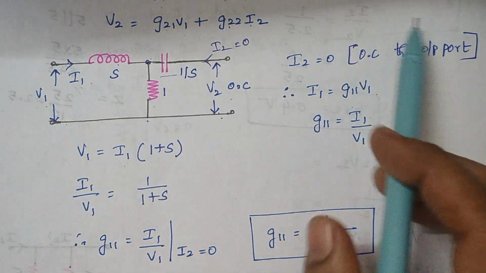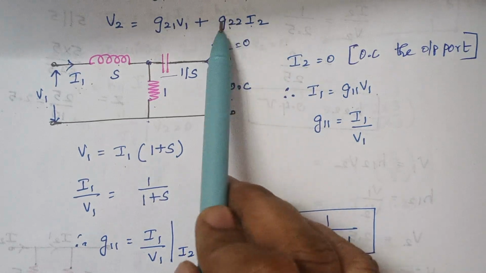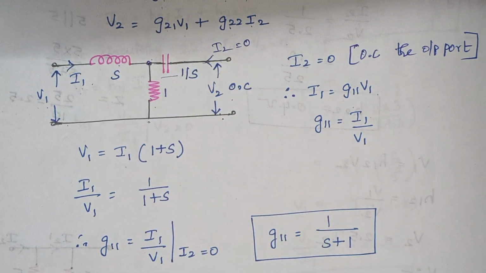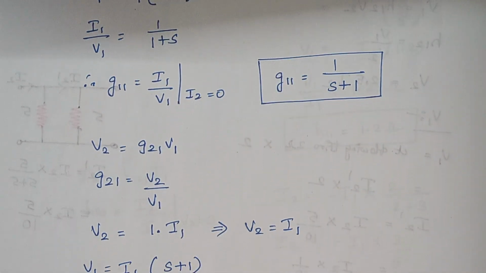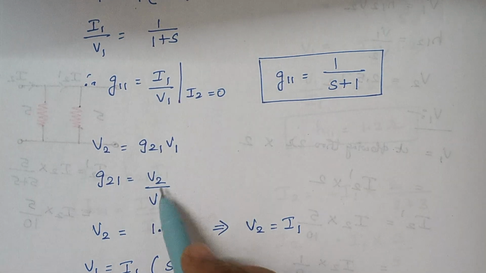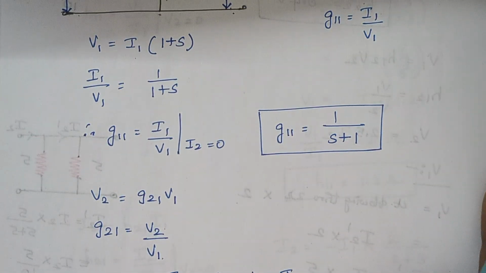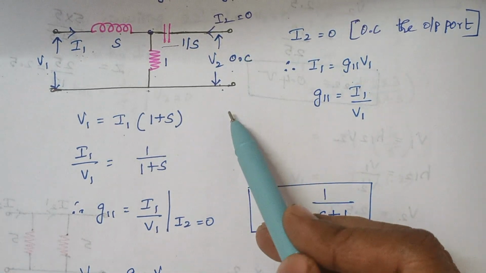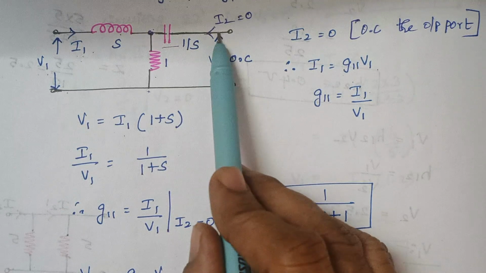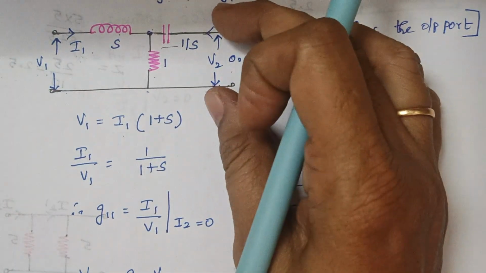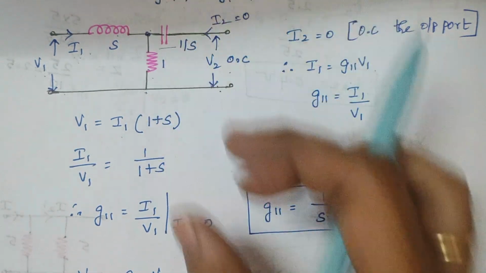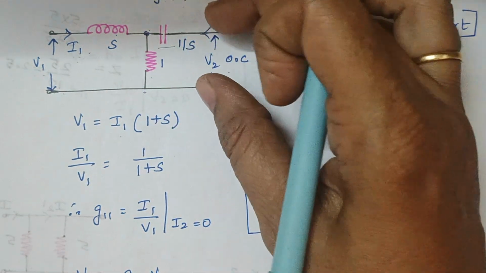The next thing, again when you look at this equation, here I2 is made 0. Then the equation will be V2 is equal to G21 V1. Now, G21 is given by V2 by V1. V1 we had already calculated. Now we are going to find the value of V2. When you look at this diagram, what is V2? V2 is the voltage across the output port, which is nothing but the voltage impressed across this resistor of 1 ohm. So voltage impressed across this resistor is equal to V2.